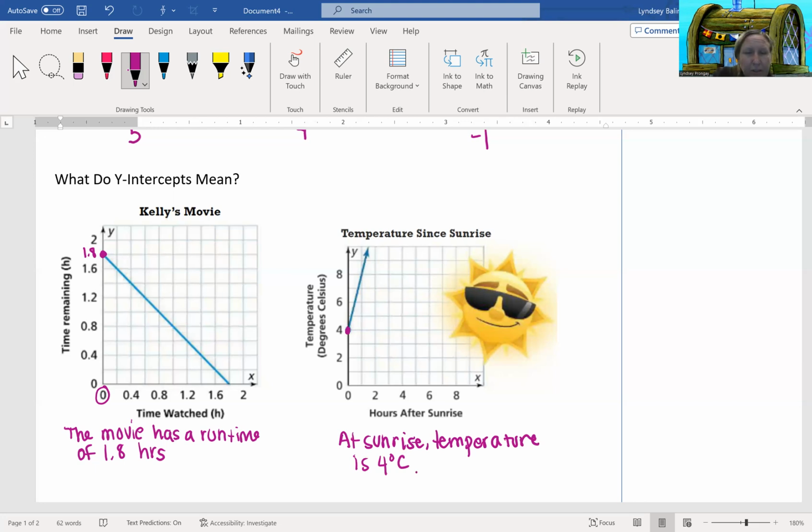So it's often helpful to say, I know my x is 0. What is the x representing in this situation by looking at our axis? And then apply that to the situation.